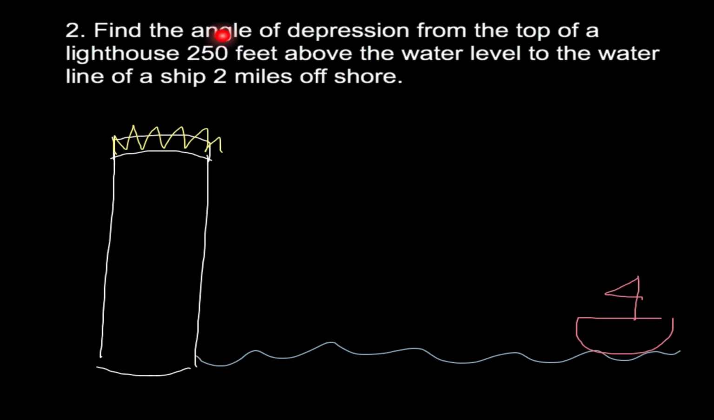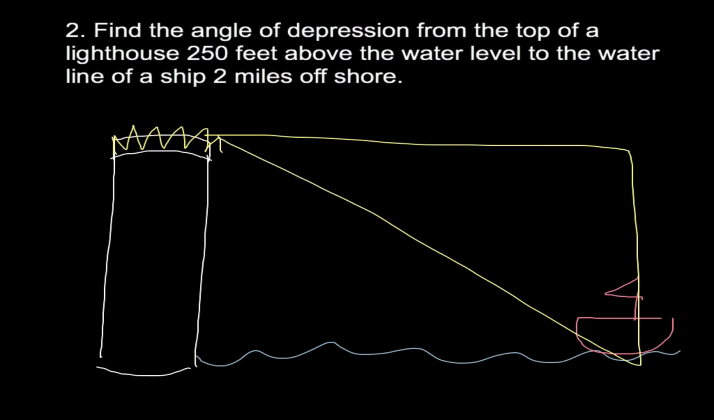The key word here, angle of depression, tells me that my triangle needs to look a little bit different. So it needs to go out and down. Okay, so this is the angle of depression that we are trying to find. Now it tells me that the lighthouse is 250 feet, but notice the lighthouse is not part of this triangle. However, I can see that this opposite side is the same height as our lighthouse.